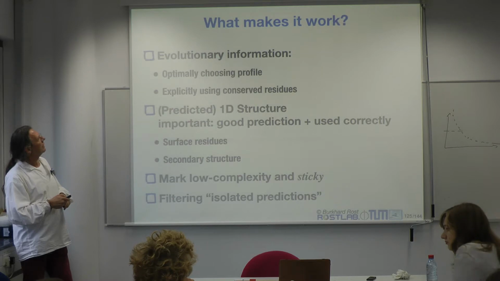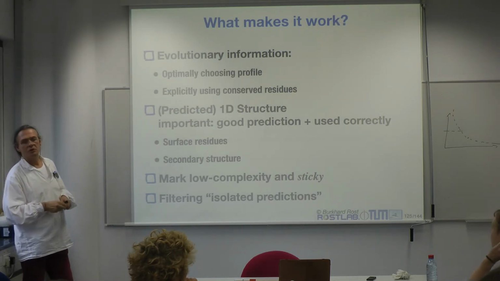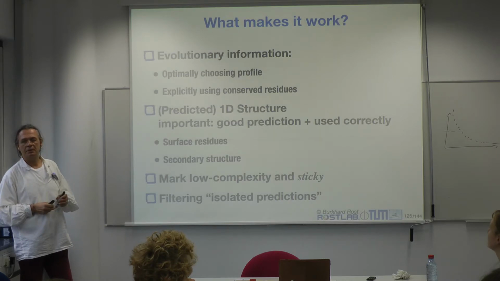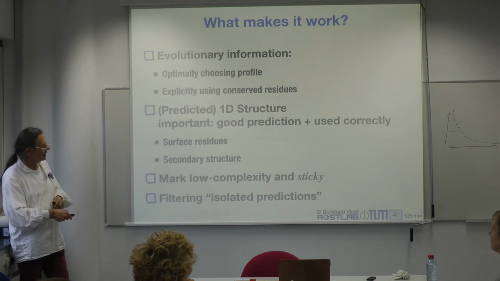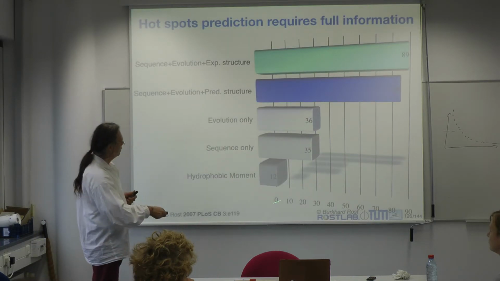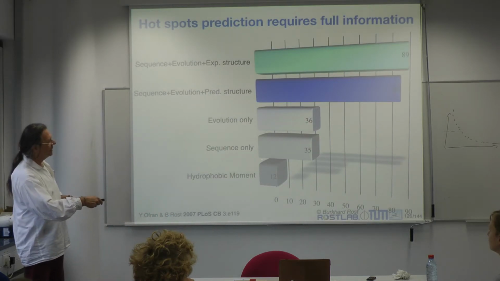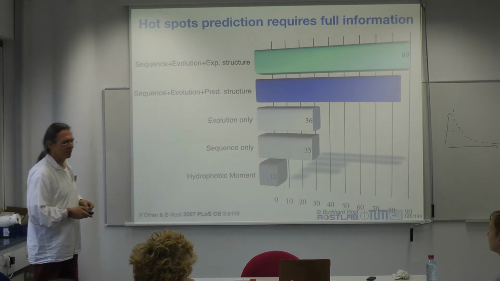Okay, so again, the most important thing was the evolutionary information. Explicitly using the conserved residues did help. Importantly, predicted 1D structure, surface, secondary structure, low complexity, sticky regions, so disorder, and filtering isolated predictions. Here again is how you improve from just using hydrophobic moment, sequence only, evolution only, to using all the information.